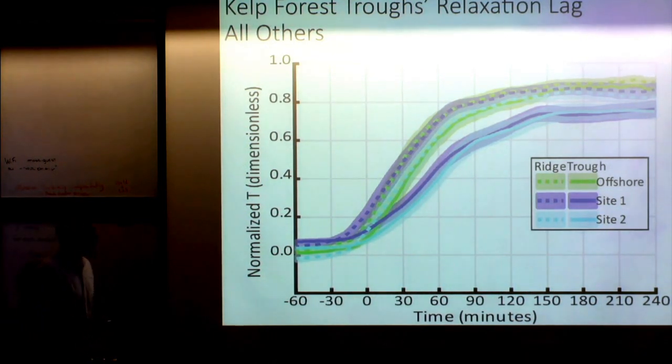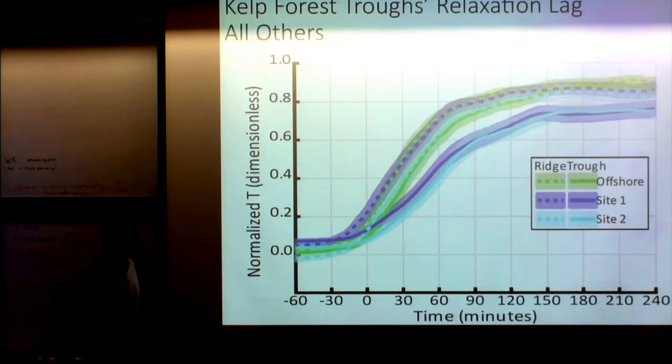And so if we look at the different sites in the kelp forest as compared to offshore, in this case, the two sites in the kelp forest are the purple and the cyan colors, while the offshore thermistor chain is green. And again, the ridges are dashed lines and the troughs are solid lines. We see that, first off, inside the kelp forest and in the unobstructed water column at the offshore thermistor chain, all of those relaxations really group together. None of them are significantly different from each other at any time point across this relaxation. And what's interesting is the trough equivalent sensor, this solid green line at the thermistor chain, also groups with those. But the sensors that are different are just the trough sensors within the kelp forest.